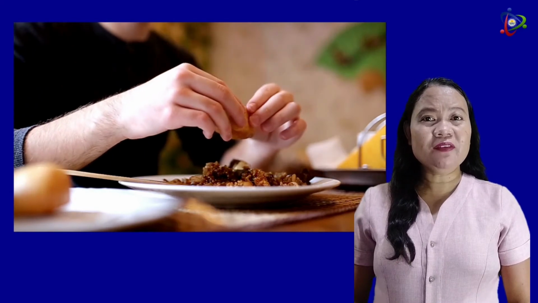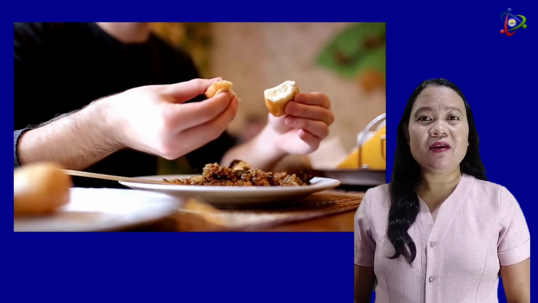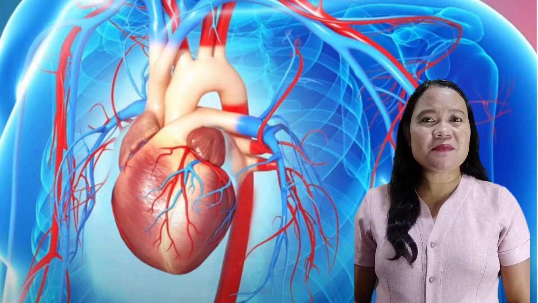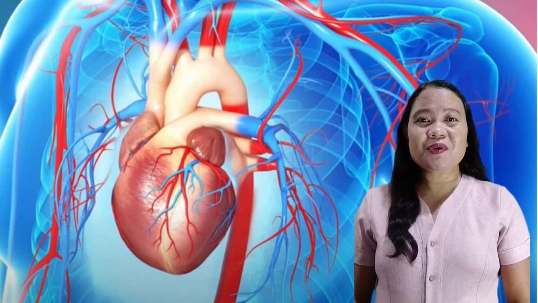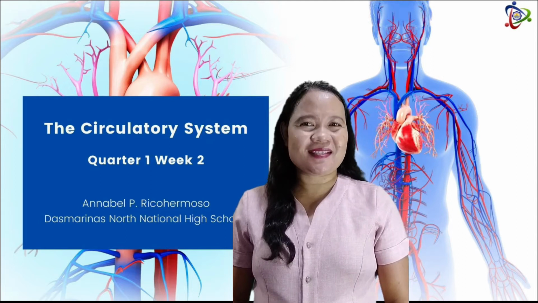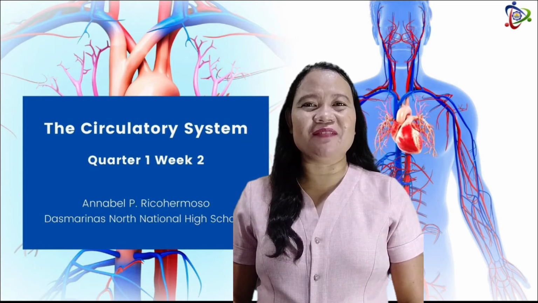Have you ever wondered how the nutrients from the food that you have eaten reach the different parts of the body? The body receives nutrients it needs through the circulatory system. Today, we are going to explore the circulatory system. So, get ready for a heart-pounding discussion.